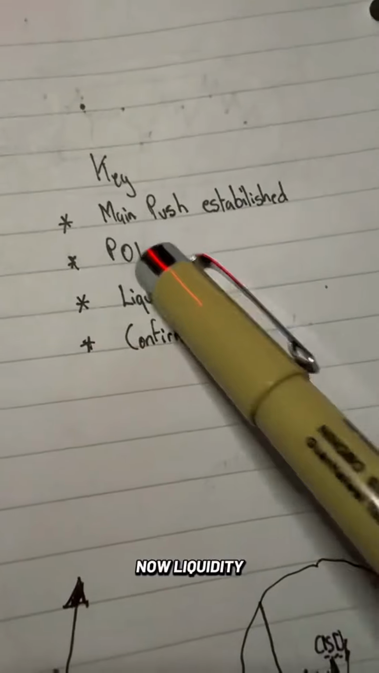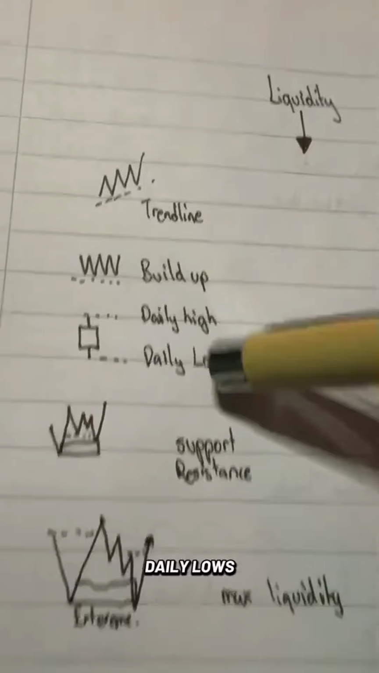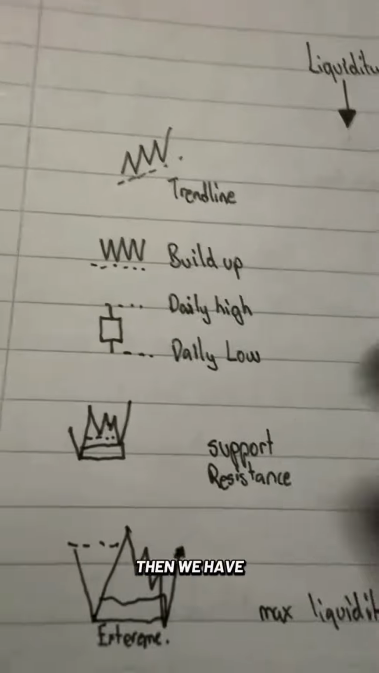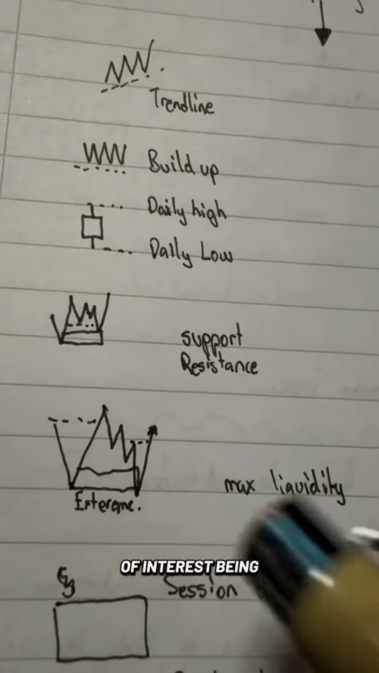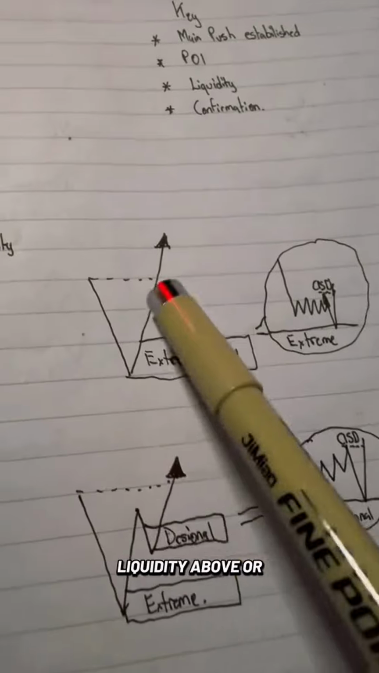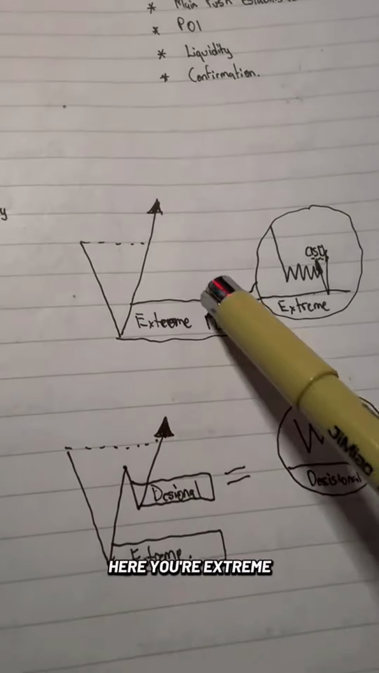Now, liquidity, we have different types. We have trendline liquidity, build up, daily highs or daily lows, session highs or session lows. Then we have support and resistance, and then we have the max liquidity, which we call the whole point of interest being sucked out. Now, confirmation is essentially when you have liquidity above or below your point of interest, right? So the confirmation is we take out that liquidity and we tap into these points here, your extreme or decisional.